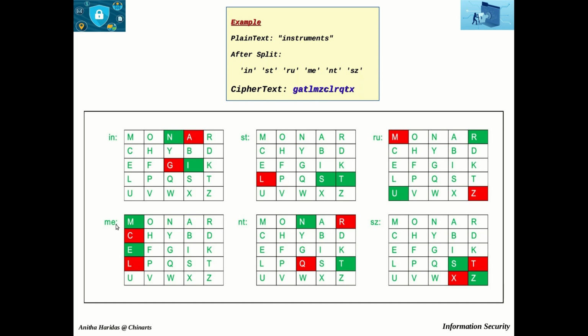Then for ME, we have already seen it is in the same column. So we are going to take the letter below the character. So you will take CL. So you will get CL here.